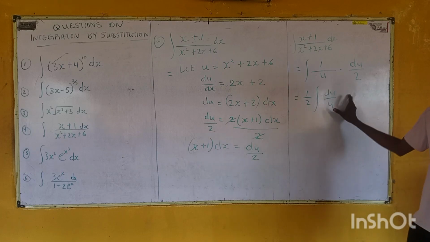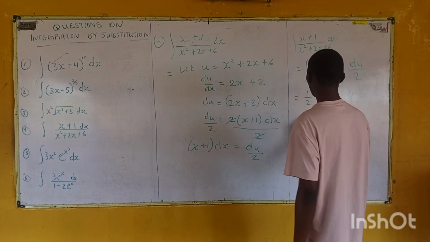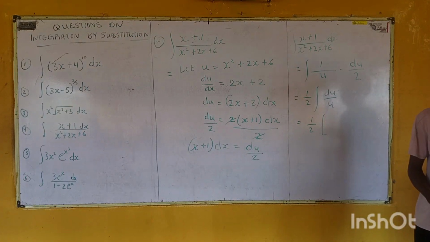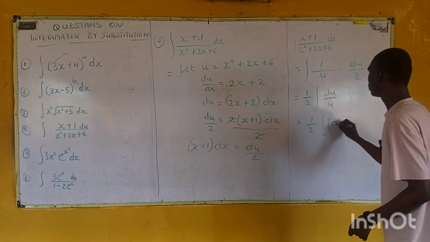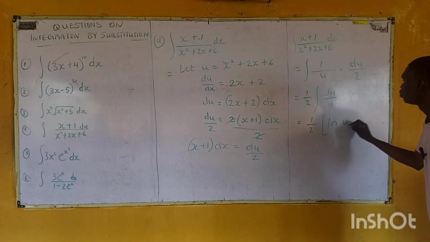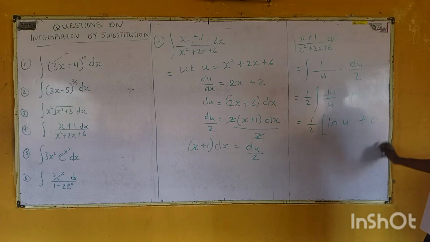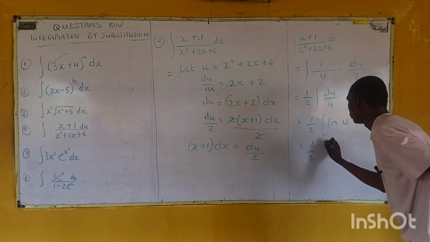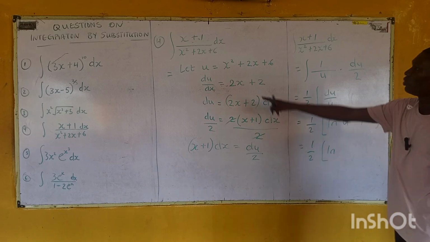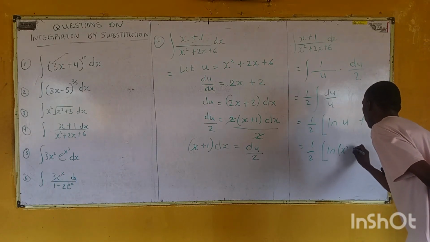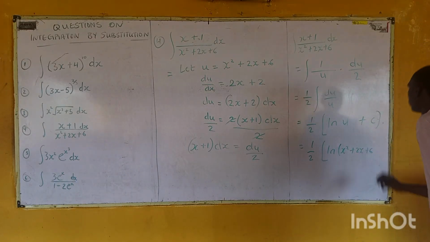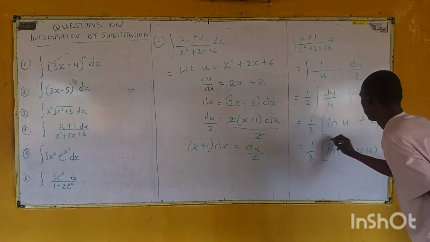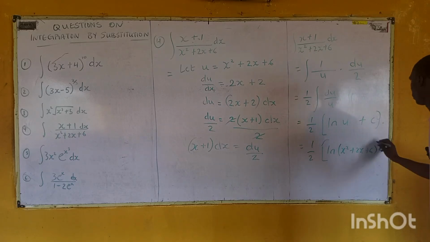Are we on track? The integral of du over u. Now we have 1 over 2. When we have something like this, the integration of du over u is ln u, then plus c. So ln u plus c. So we now have our answer: 1 over 2 ln of, what is our u? x squared plus 2x plus 6, then plus c.